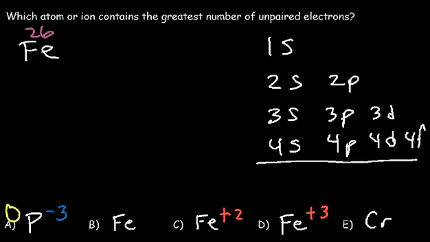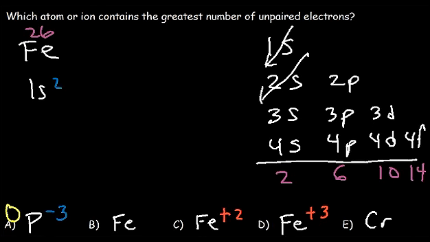So remember, S can only hold 2 electrons, P can have up to 6, D can have up to 10, and F can hold 14. So starting with 1s, it's going to be 1s2, and then after that, 2s2, and then 2p6. So right now we have a total of 10. 2 plus 2 plus 6 is 10.